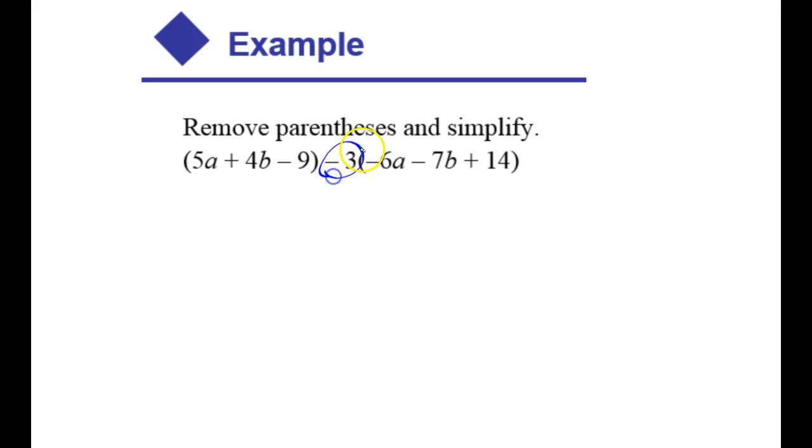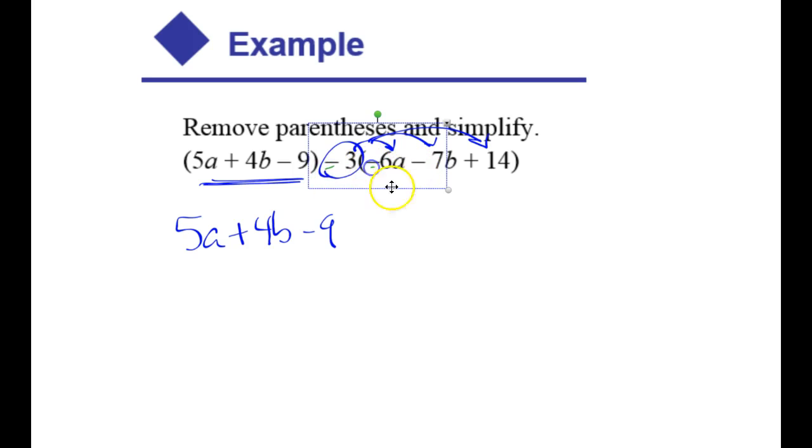This time, instead of distributing a negative, I'm going to distribute the negative 3 to every term. Again, I'm dropping the parentheses for the first. They don't mean anything. I can't combine any like terms here. But distributing the negative 3, negative times negative is a positive, 18a. Negative 3 times negative, again, is a positive, this time 21b. And negative 3 times 14, negative 42.